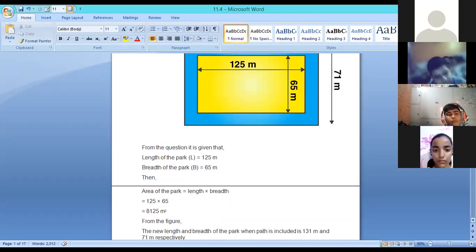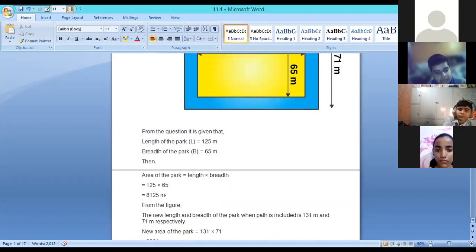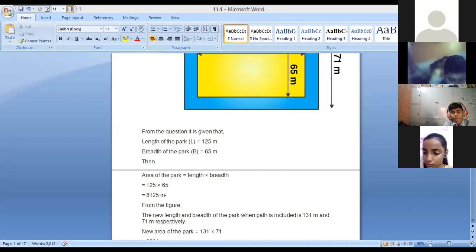Now, outside the park, again we are going to multiply it. New area of the park, 131 multiplied by 71. Multiply it, children. How much will you be getting? That is the area of the park. Now outside the park, how much are you getting? Multiply it. 131 multiplied by 71.